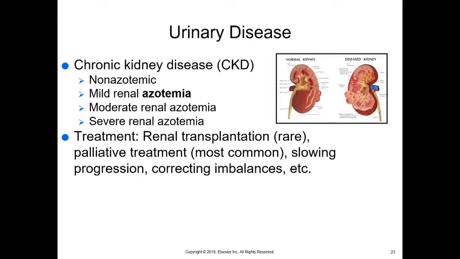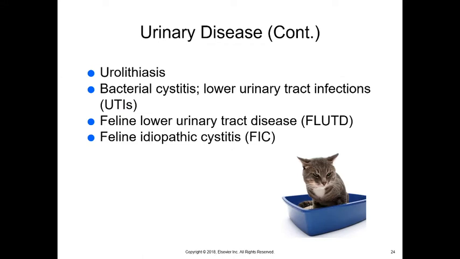So we give fluids and put them on a low sodium diet. There are certain kidney diets. Hills makes a KD kidney diet. Royal Canin makes a renal diet as well. Using those diets has been shown to prolong the life of an animal with chronic kidney disease anywhere from 2 to 4 years. So just diet alone can make a big difference.